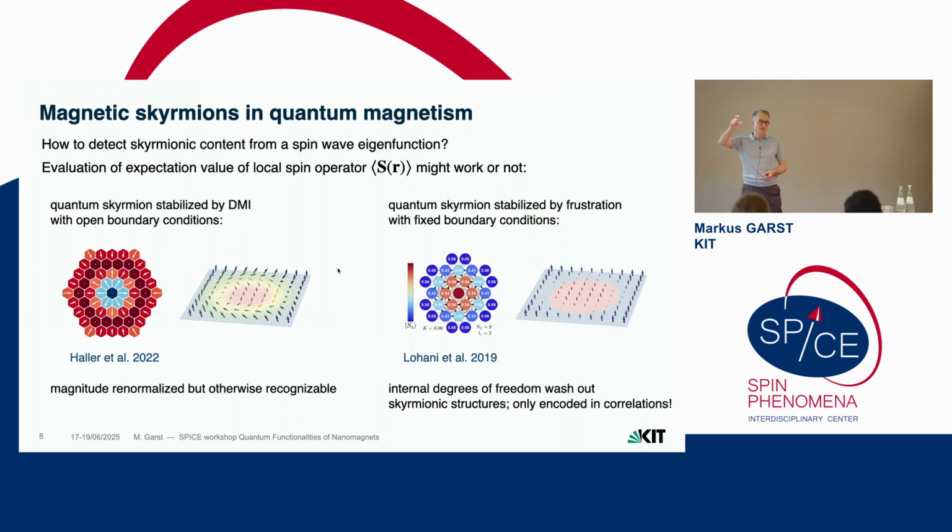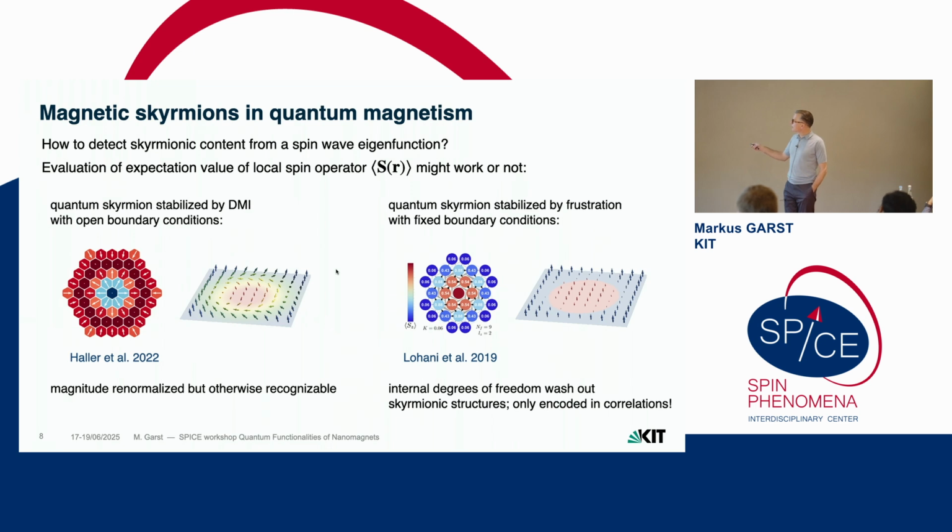So it's not normalized to 1, but actually varies across the texture. And if there are regions where there are stronger fluctuations, then the spin length is reduced more compared to other regions. So in this case, if you just calculate the local spin operator, you recognize the skyrmion. The spin length might be a bit renormalized, but otherwise it's well recognizable.